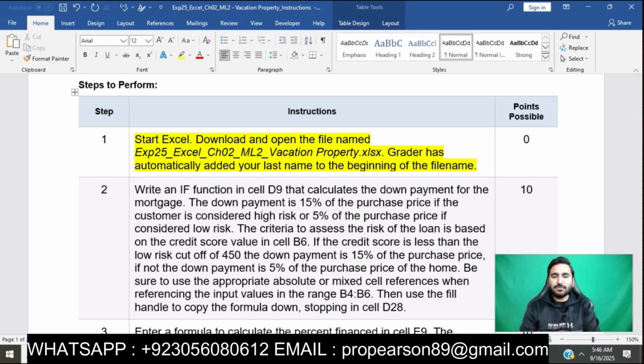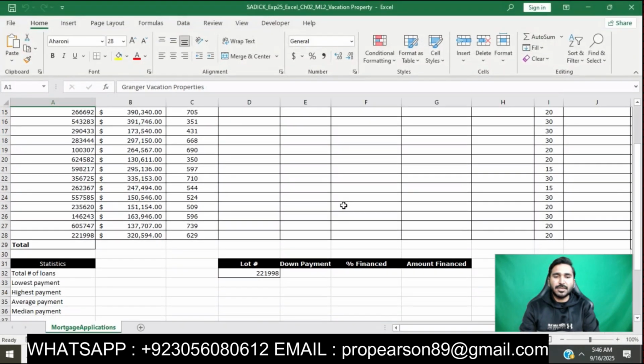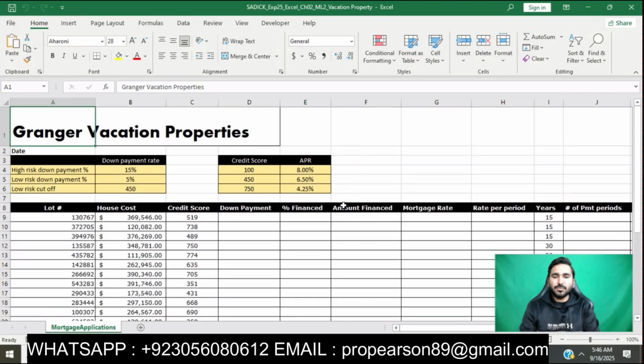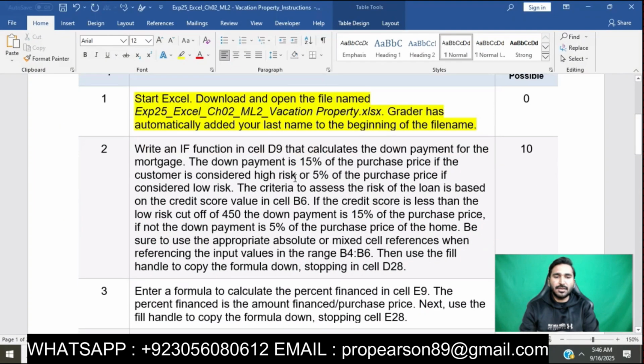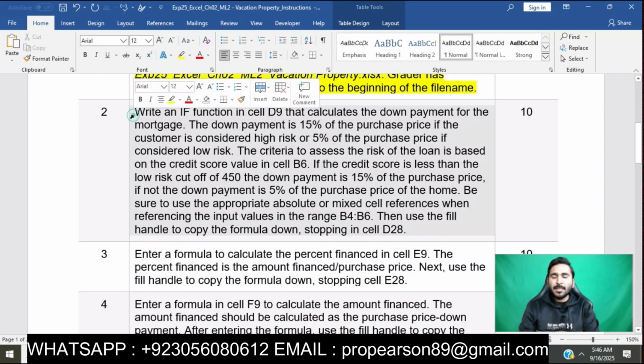Basically, in this question, we will have to download the Excel workbook from the Pearson MyLab dashboard. Now I am going to show my Excel workbook which I have downloaded from the Pearson MyLab dashboard portal. You can download it easily from your Pearson portal. This is question number 2 of this assignment.